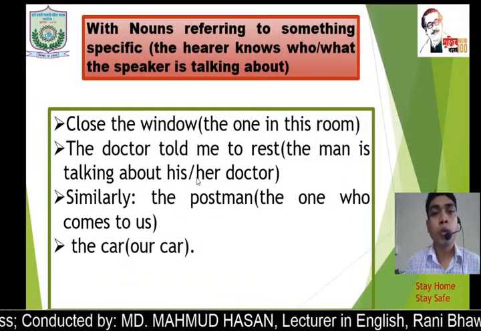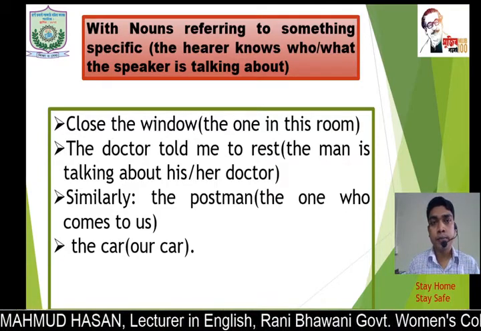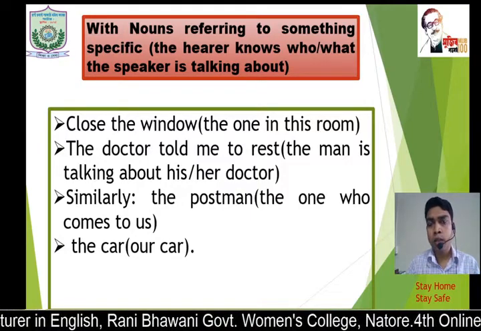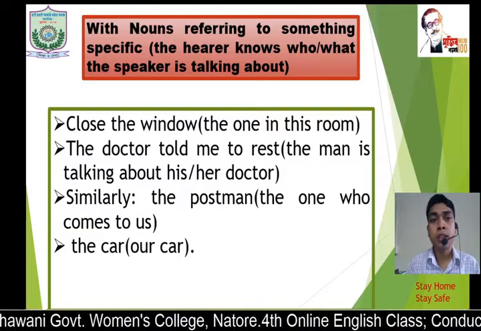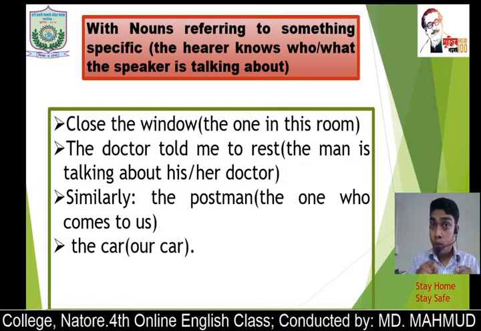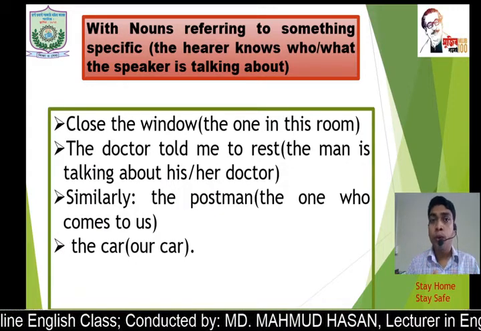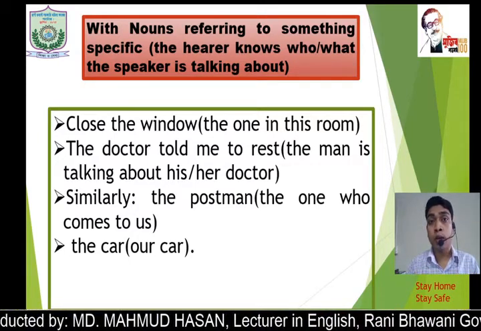With nouns referring to something specific. Something specific means the hearer knows who or what the speaker is talking about. Both the speaker and the listener know what is going to be discussed or talked about.